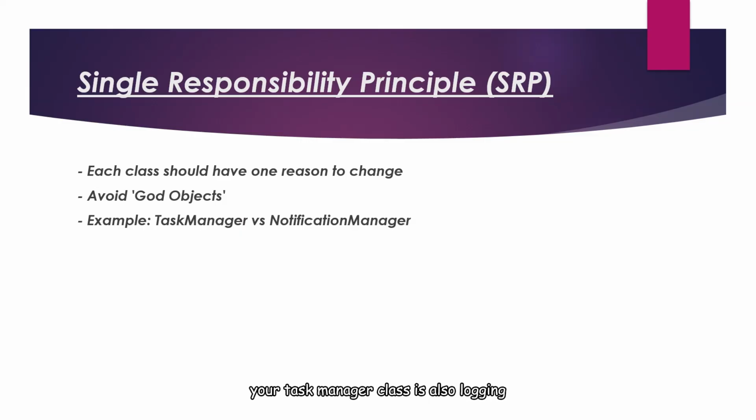If your task manager class is also logging errors, sending notifications, and updating databases, it's doing too much. Instead, you should break those responsibilities into focused units. Have a logger, a notifier, and maybe a repository. This separation makes your code easier to test, extend, and debug. Classes with multiple responsibilities become harder to maintain over time because changes in one feature can accidentally break another. SRP helps us guard against that risk.